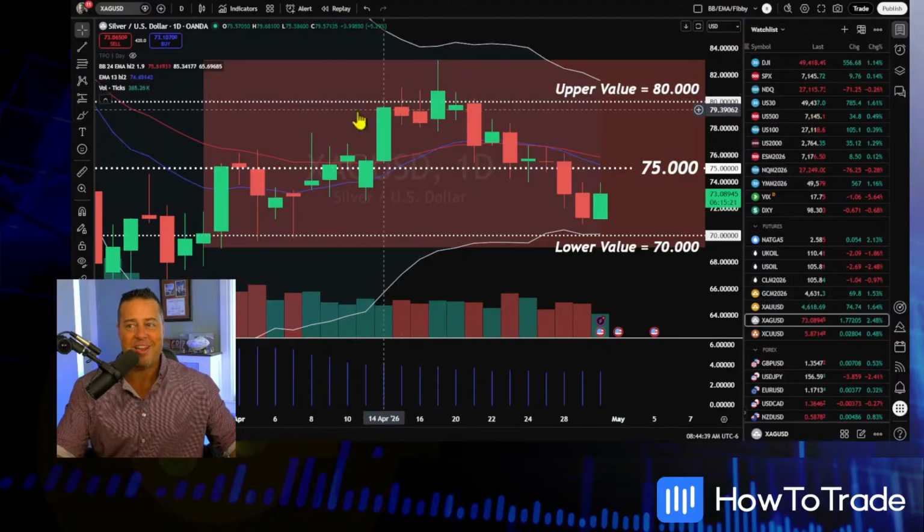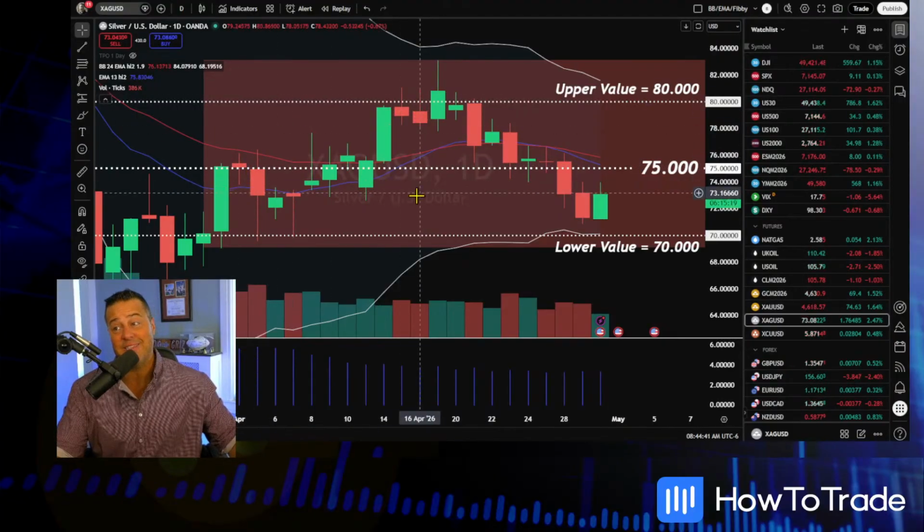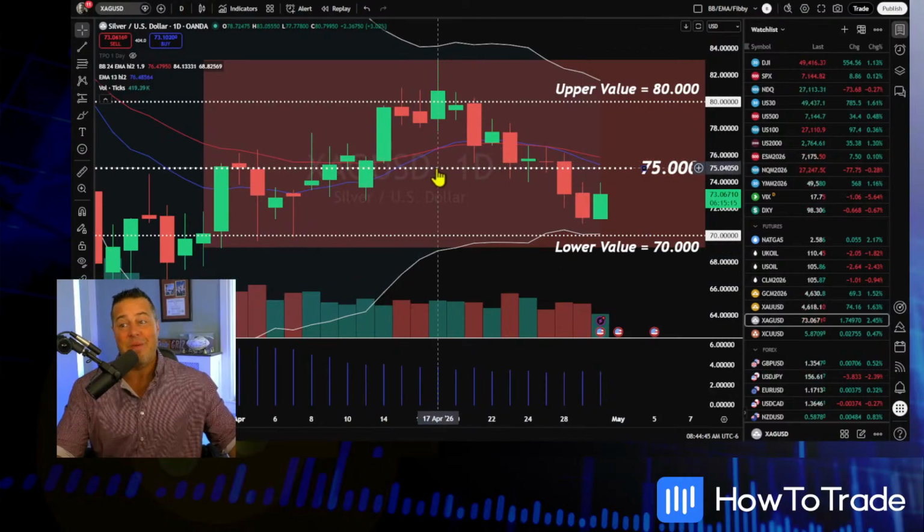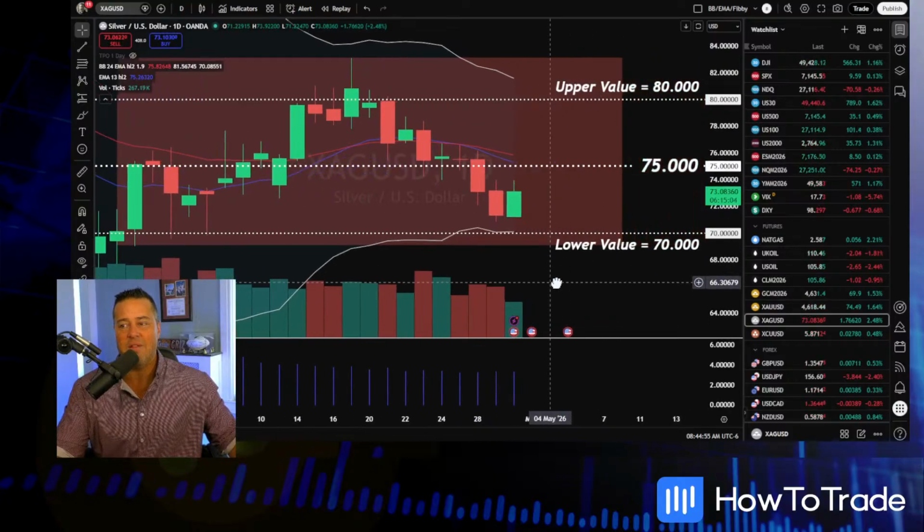The beauty of trading a reversion to the mean strategy like this, I mean, you can see 75 right in the middle of 70 and 80. That's the mean, the middle, the midpoint, the average, whatever you want to call it. There it is. So I'm looking at that closely. You'll also notice that our 13-day EMA is coming right down there at 75 and a quarter. That's going to be a big deal. It's going to be a level that's tested.